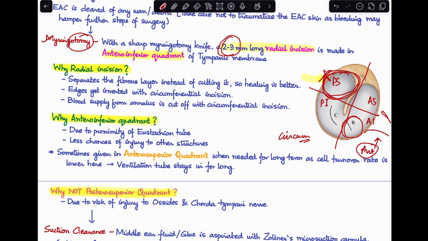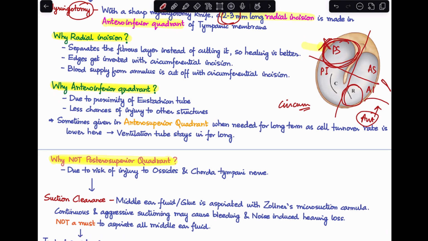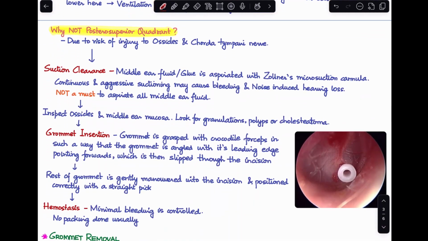So, we have discussed the type of incision that we are giving and the site of incision. Now, once you've given the incision, our next step would be suction clearance. All the middle ear fluid or the glue that is seen is aspirated with the help of a Zollner's microsuction cannula. But it is important to remember we should not do continuous and aggressive suctioning because that can end up in bleeding and noise induced hearing loss.